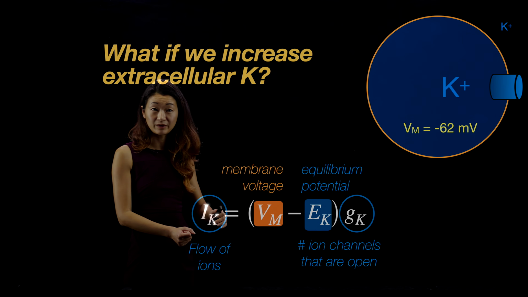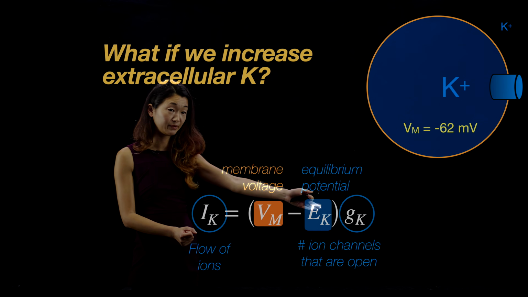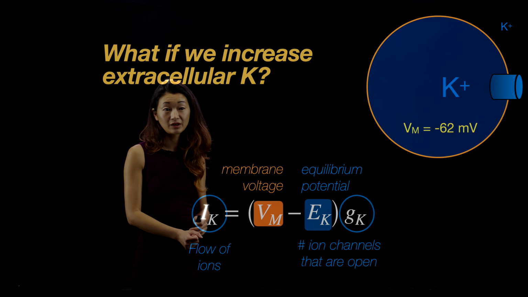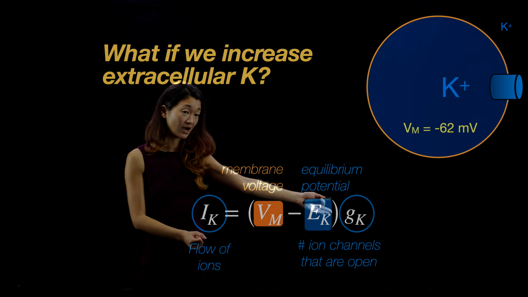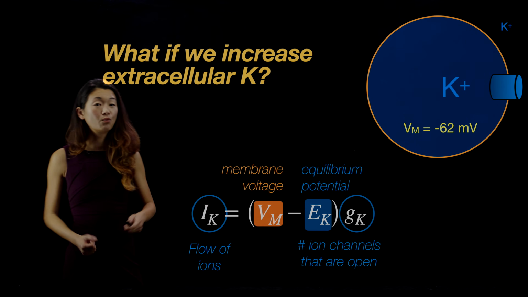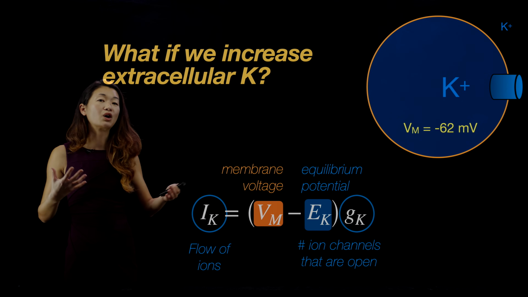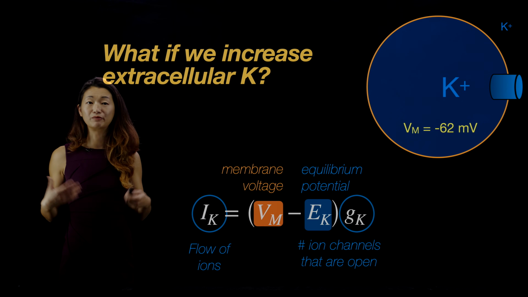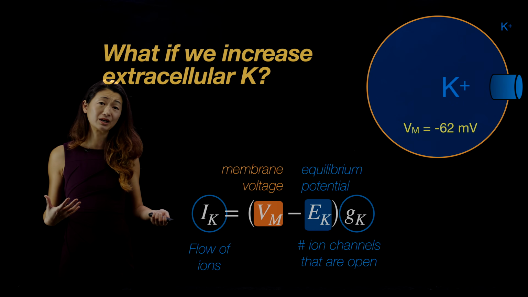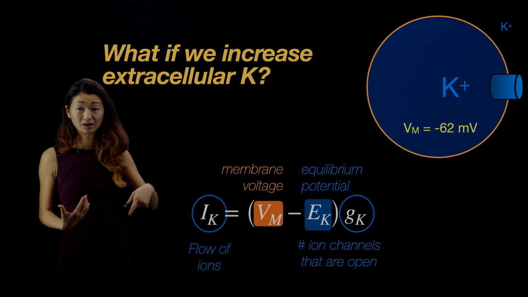Does that change if we change extracellular potassium? What about the equilibrium potential? Does that change if we change extracellular potassium? Does it change the number of ion channels that are open in this scenario? Work through each of those exercises in your head and try to come to a quantitative understanding of what happens if we increase extracellular potassium and by how much. What if it actually exceeds the intracellular potassium at some point?